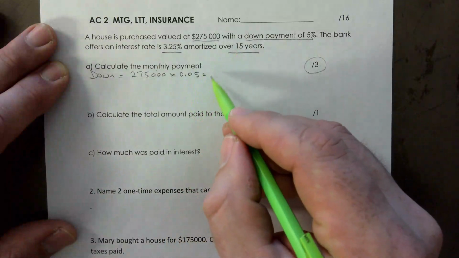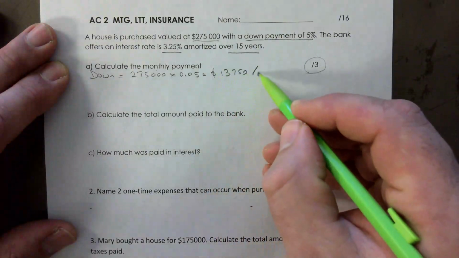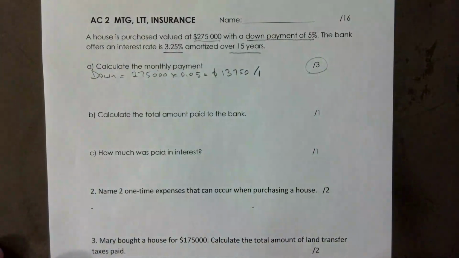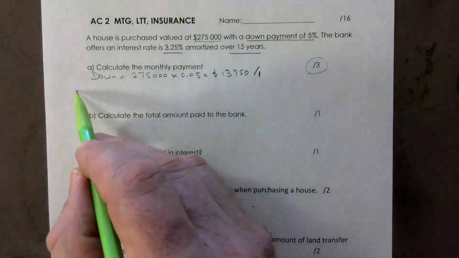So that is 13,750. You get a mark for that. If you subtracted 0.05 from your mortgage, you're putting 5 cents down, right? So that is not correct.